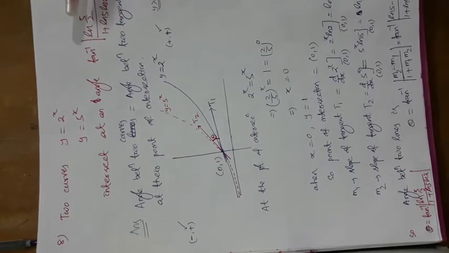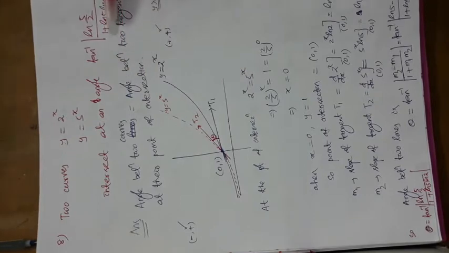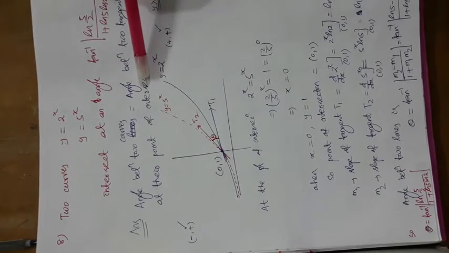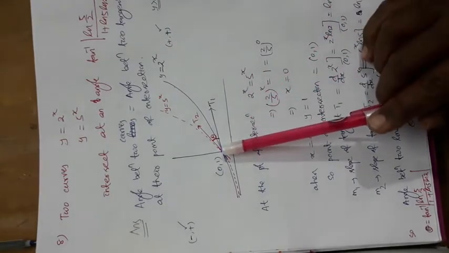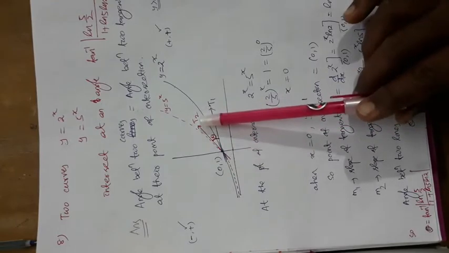And it is a very important property you have to remember, that is, the angle between two curves is the angle between the two tangents at their point of intersection. Suppose the two curves intersect at this point, then the angle between the two curves is the angle between their tangents.